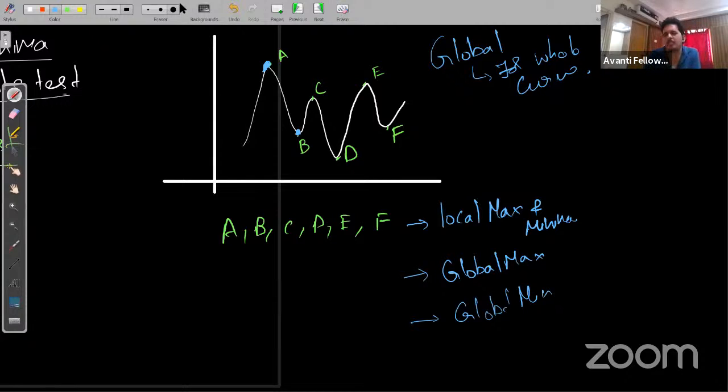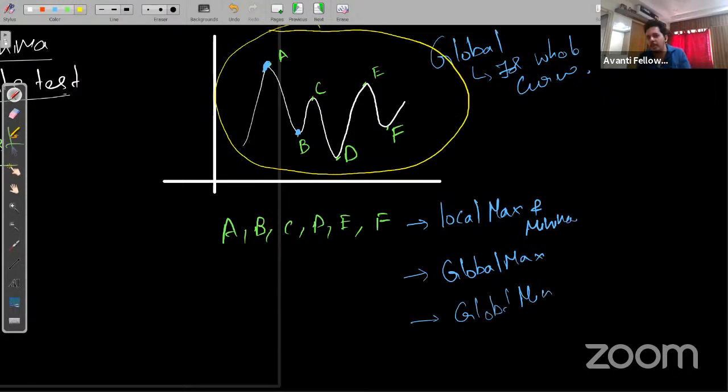No issues, Rajama, just listen to me. Global is nothing but when compared to the whole curve. By looking at the whole curve, you have to look at this whole region. In this whole region, what is the maximum point and what is the minimum point? Is it okay, guys?